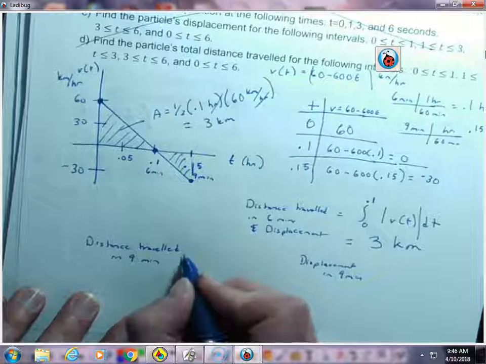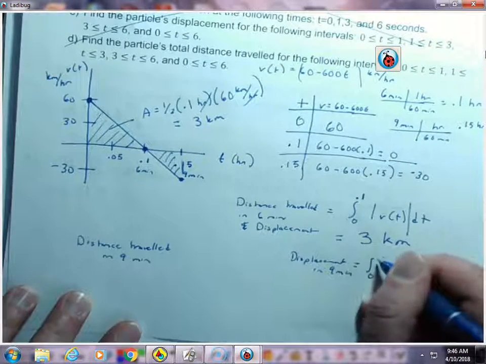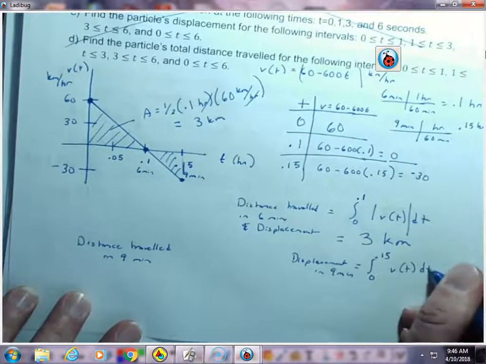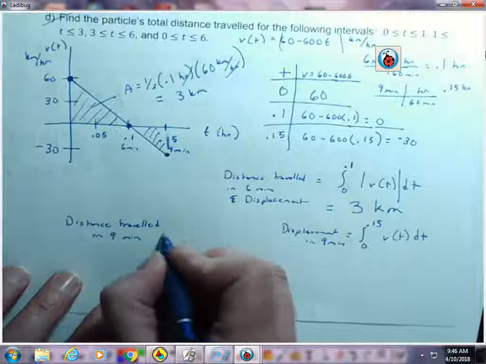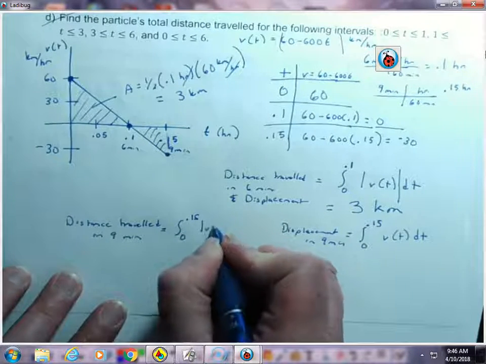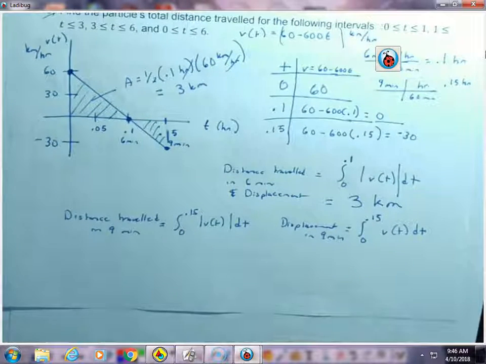All right. So displacement, all I have to do is integrate from 0 to 0.15 of the velocity function. Whereas on distance traveled, I'm going to have to integrate the absolute value of the velocity. You must remember the difference. Very important, particularly on the test that you're going to be taking soon. By soon, I mean whenever they actually let me teach you, which there's no telling.